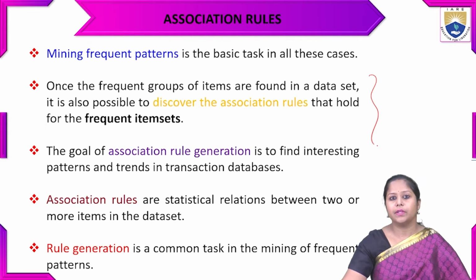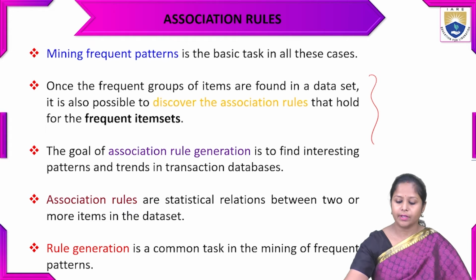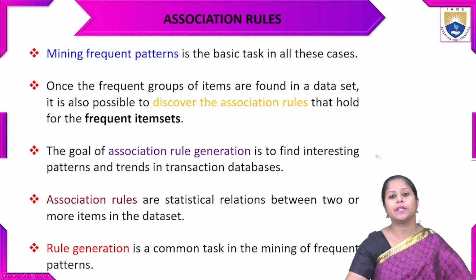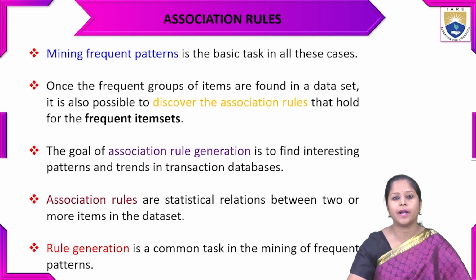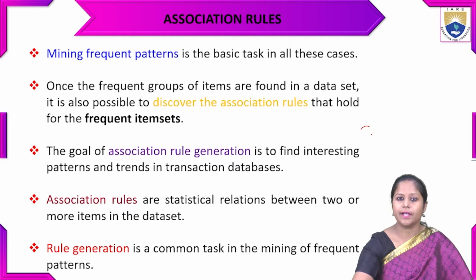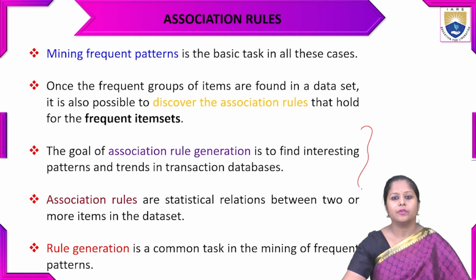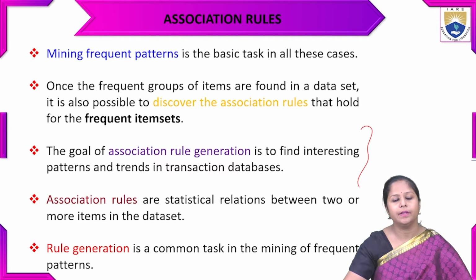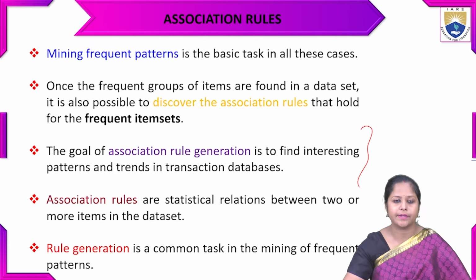This is why we generate these association rules: the goal of association rule generation is to create relations between two or more items, to see what the different relations are between two items or more than one item, for one larger data set. That is the aim of association rule generation. Association rule generation is a common task for the mining of frequent patterns, the mining of frequent item sets.